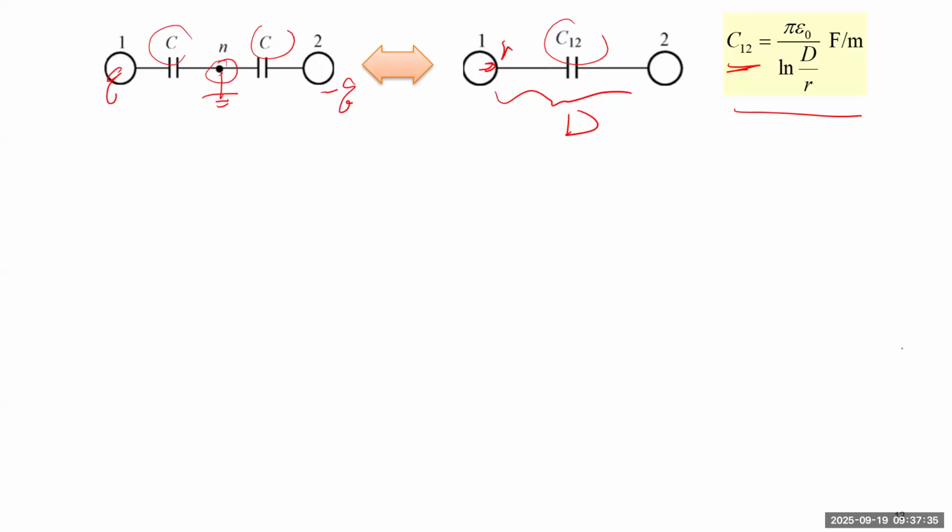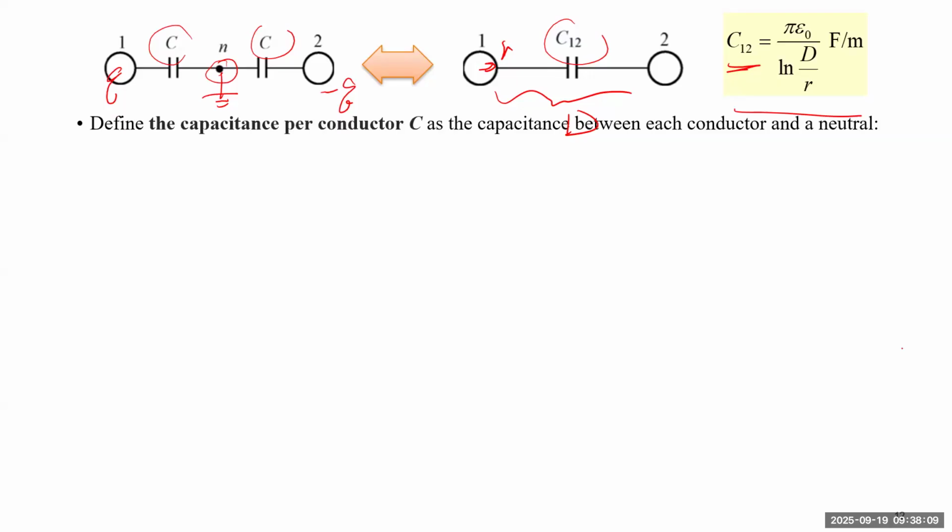So if the total capacitance between conductors 1 and 2 is C12, and we split that into half, what is each C? It sounds like C can be half of C12, right? But actually, if I treat a single capacitance as a series connection of two capacitances, each capacitance has to be double the original total capacitance. So that's different from resistance or inductance. So we define capacitance per conductor as C. This is what we want to find for our calculation.